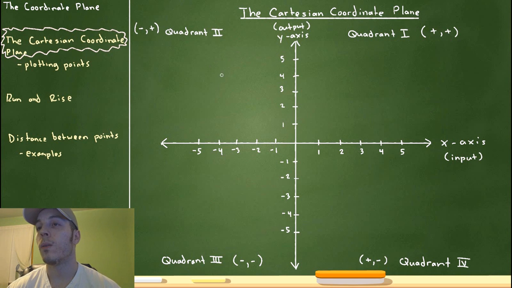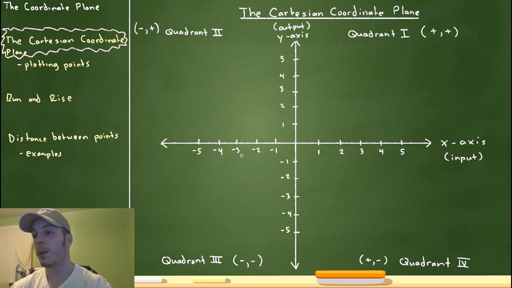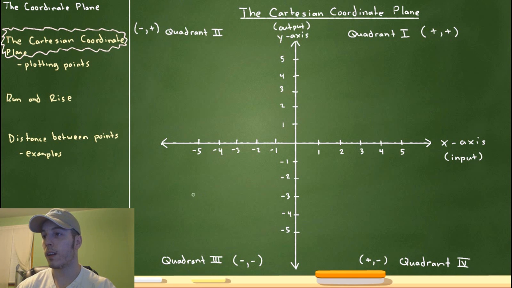Quadrant 2 represents the area where your x values are negative and your y values are positive. Quadrant 3 represents the area where your x values are negative and your y values are negative. So quadrant 3 is where both of your variables are taking negative values. And in quadrant 4, we see that, well, your x values would be positive, but your y values would be negative. Okay.